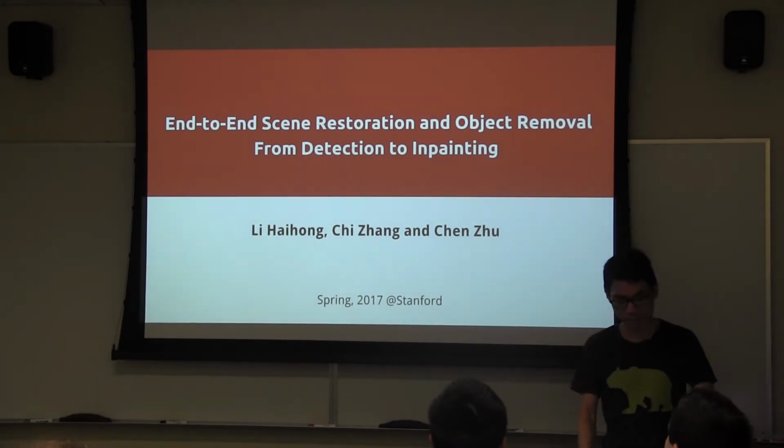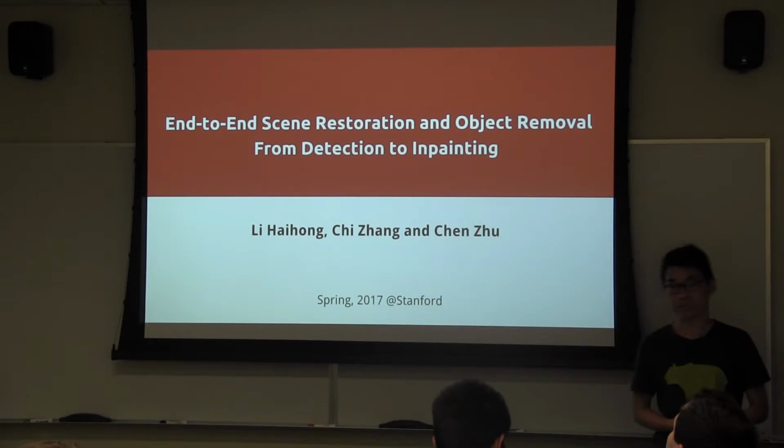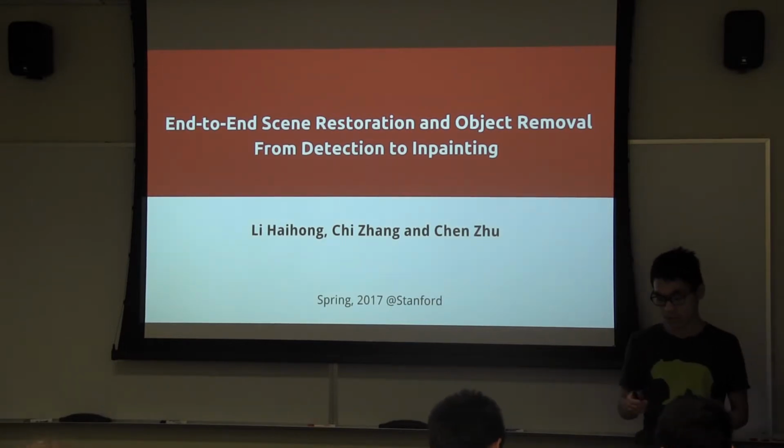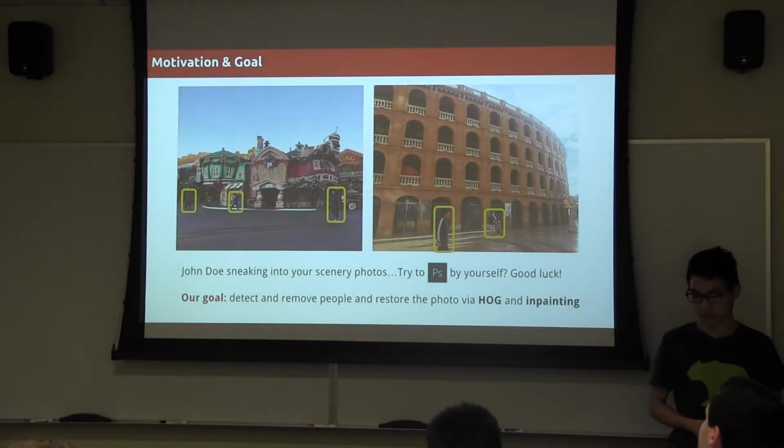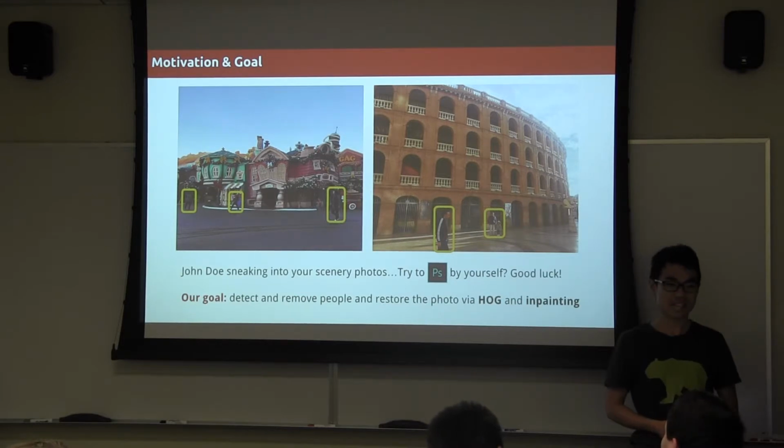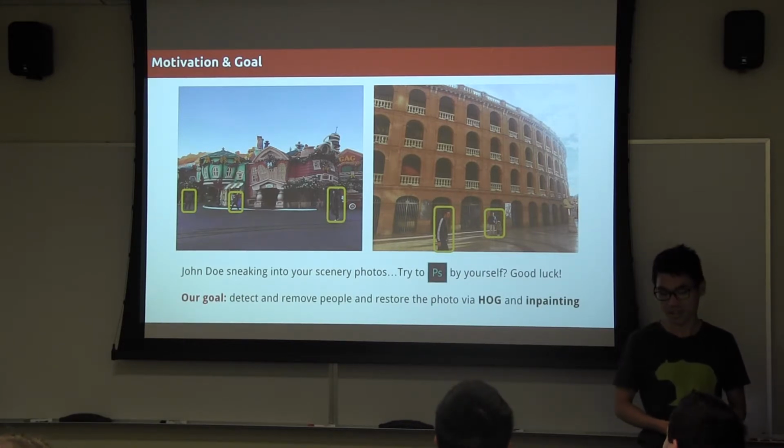Okay, my team's project is end-to-end source restoration and object removal. Now consider you are traveling. You may get annoyed when someone steps into your otherwise impeccable photo. You might want to remove them with Photoshop, but that requires you to crop the target yourself. And if you have lots of photos like this, it will be a tedious and time-consuming job. Is there a smarter way to do that?